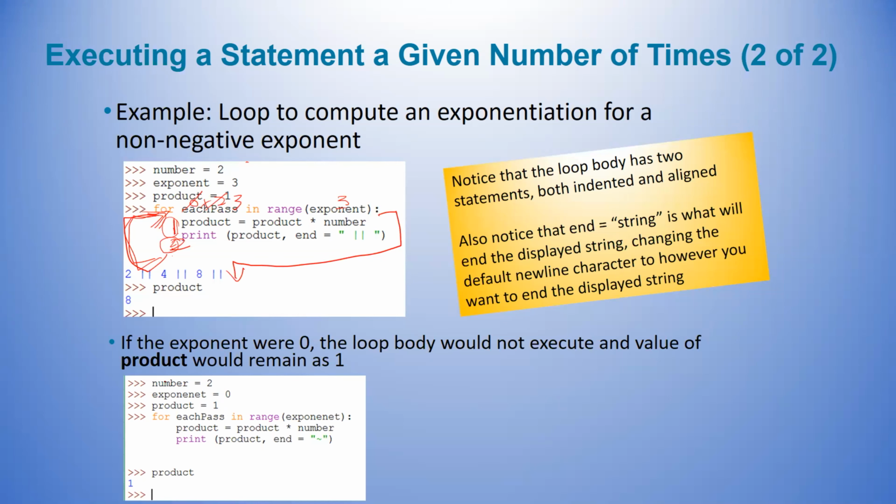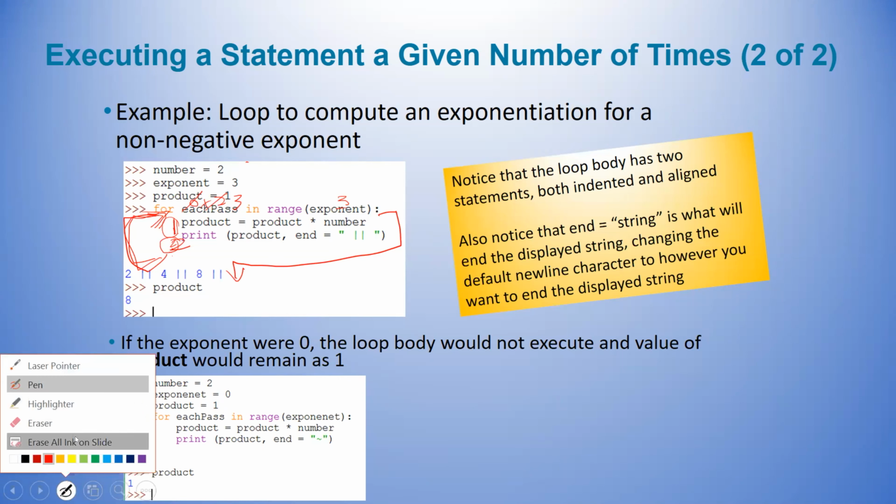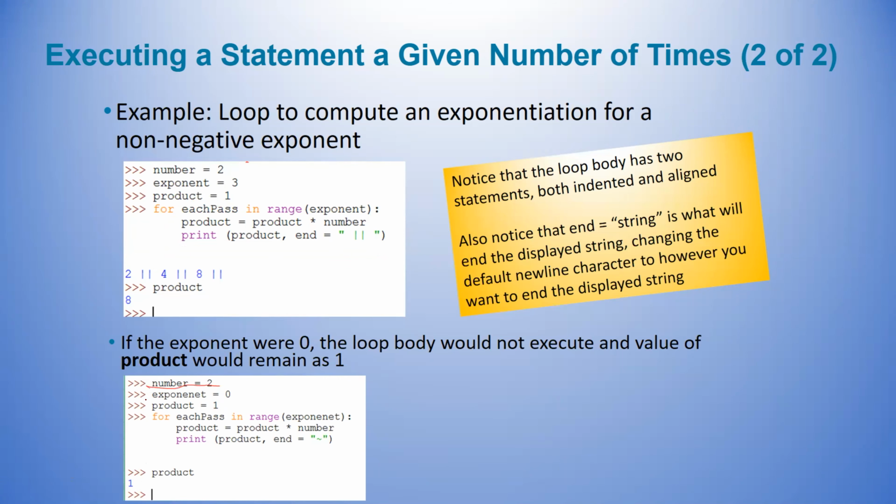Now let's look at this program. Number is 2, exponent is 0, product is 1, and each pass, the very first time, is 0, right? And the exponent is also 0. So 0 is 0. It doesn't go into the loop body. It simply goes to the next statement. So when you reference product, the variable, it gives you 1 because it's initialized to 1. That's how this works.